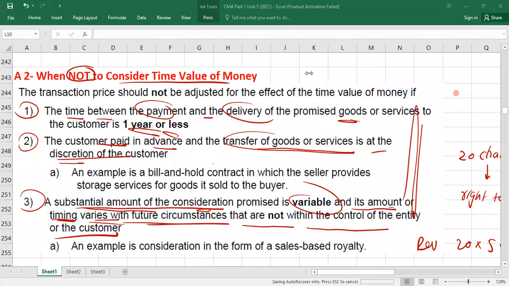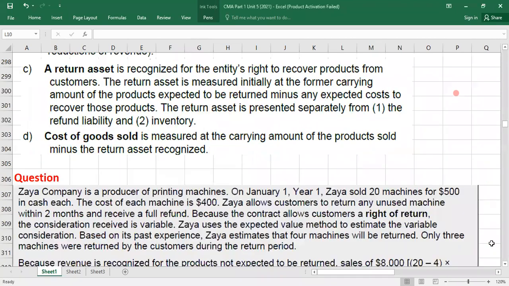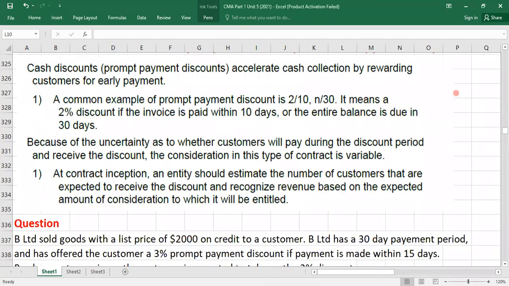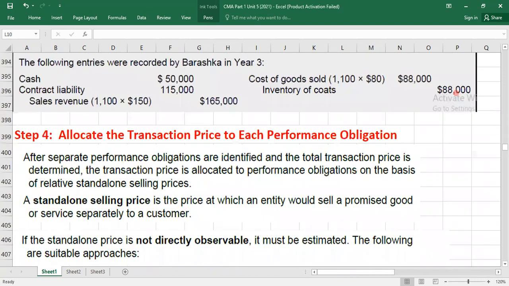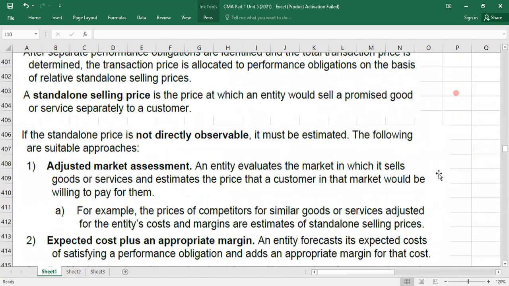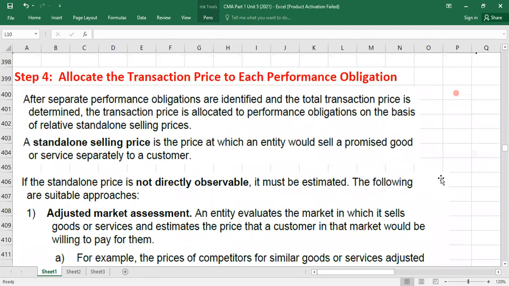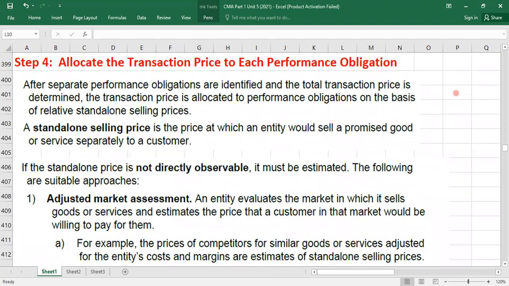Step 4 and next, I need only a maximum of 10 minutes. It is going to be over. What was step number 4, guys? Need concentration. What was step number 4? Allocate the transaction price to each performance obligation.